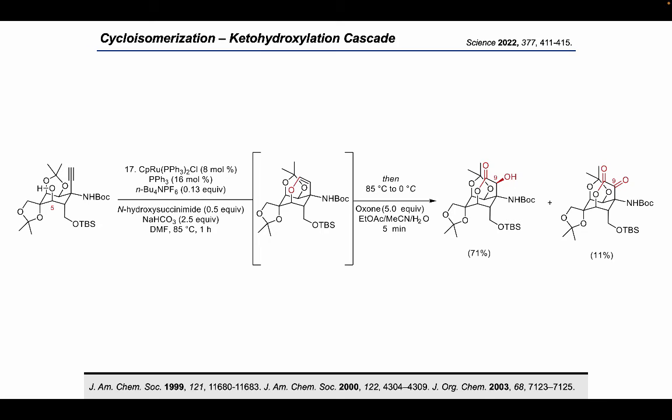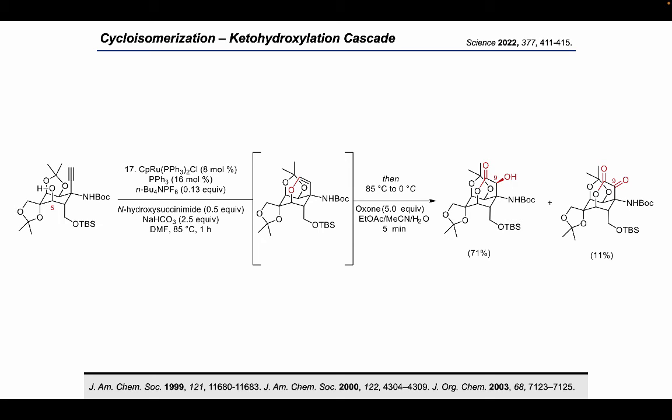Since we were already using a ruthenium catalyst for the enol ether formation, we investigated ruthenium tetroxide as a catalyst for the subsequent ketohydroxylation, which provided access to the hydroxylactone with excellent diastereoselectivity. With these two ruthenium catalyzed reactions in place, we were in a position to combine the two methodologies.